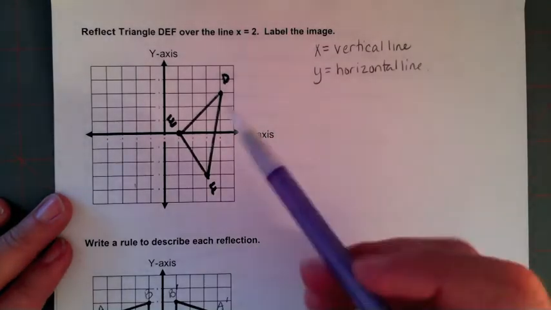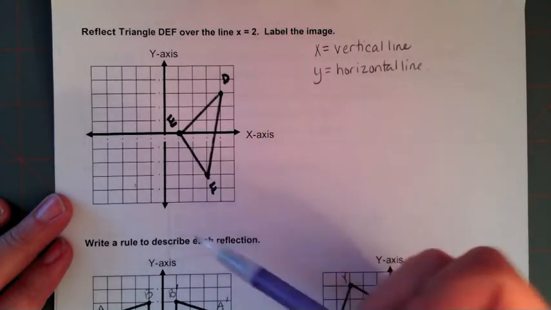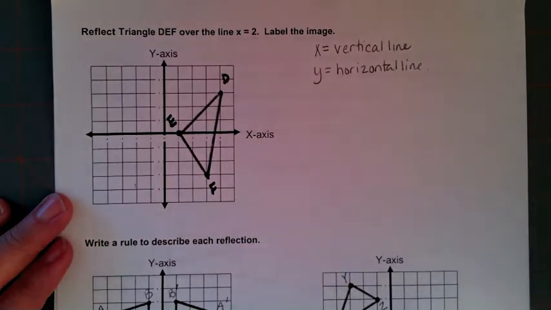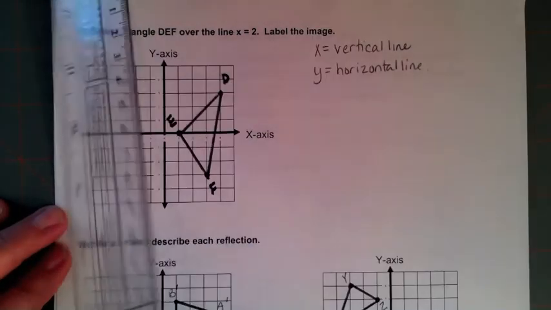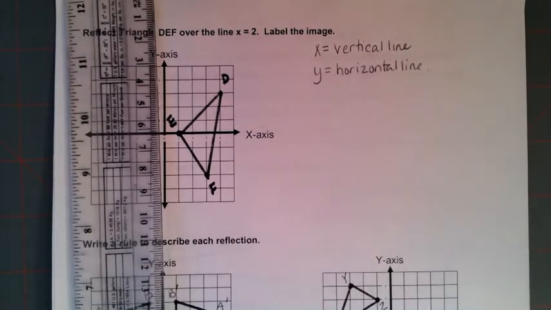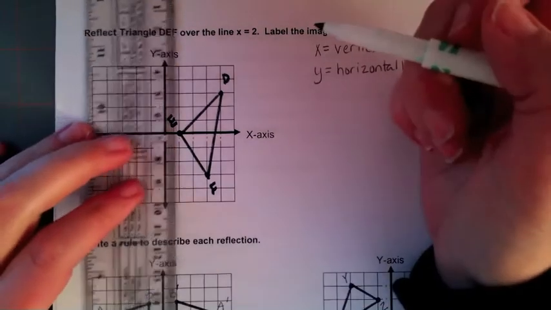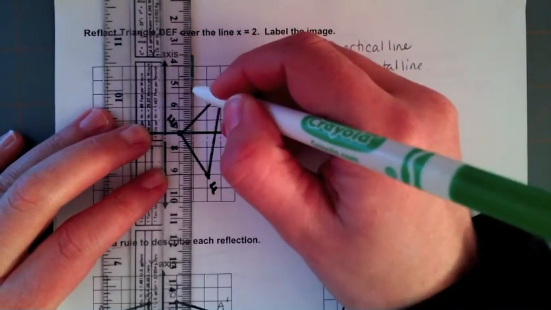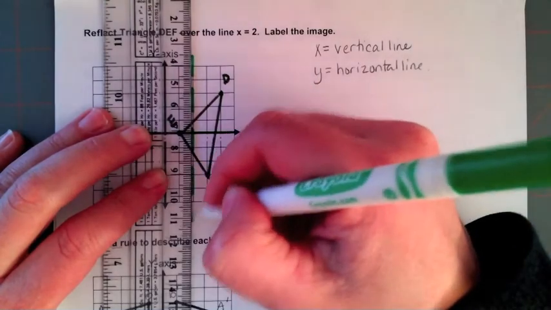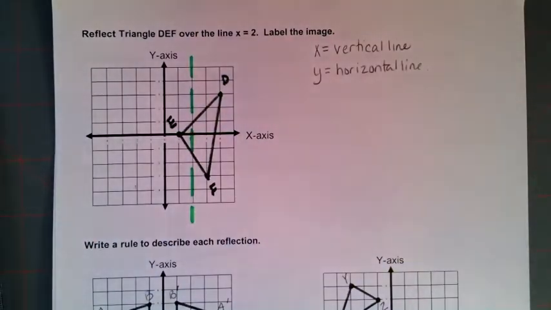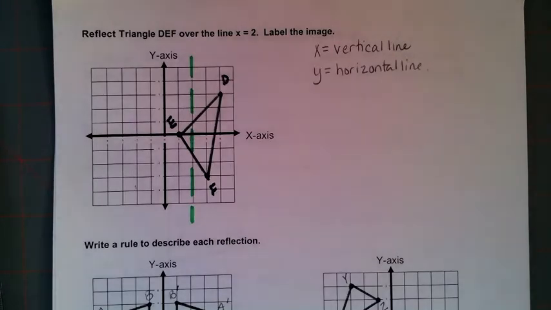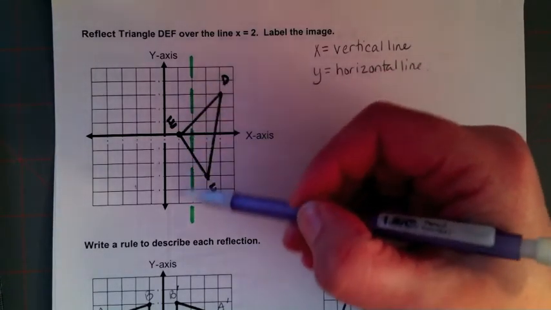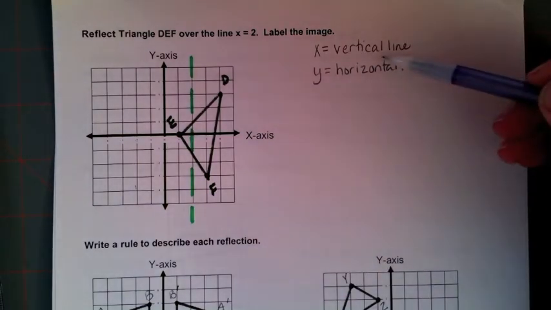Okay, so we want to reflect triangle DEF over the line x equals 2. It's a good idea to go ahead and draw a dashed line at that point so that you can visually see it. I like to do this with another color just because it makes it kind of pop and I don't get it confused with the grid marks or the triangle that I already have. We use a dashed line because it's not a line that's actually part of the actual problem. So this is my reflection line. It's crossing the x-axis at 2, and we know it's a vertical line. Remember, x equals our vertical lines.